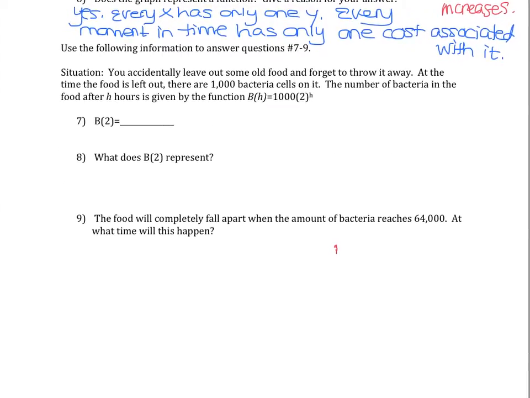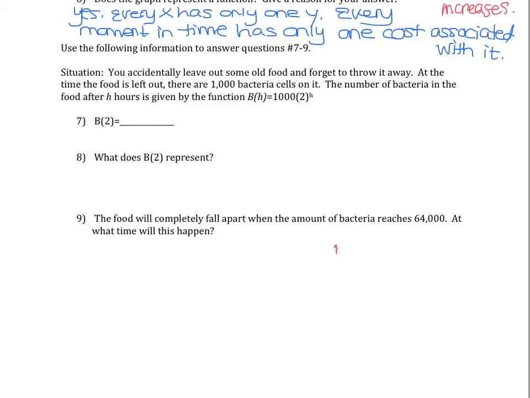All right, next, use the following information to answer number 7 through 9. You accidentally leave out some old food and forget to throw it away. At the time the food is left out, there are 1,000 bacteria cells on it. The number of bacteria in the food after h hours is given by the function b of h equals 1,000 times 2 to the power of h.